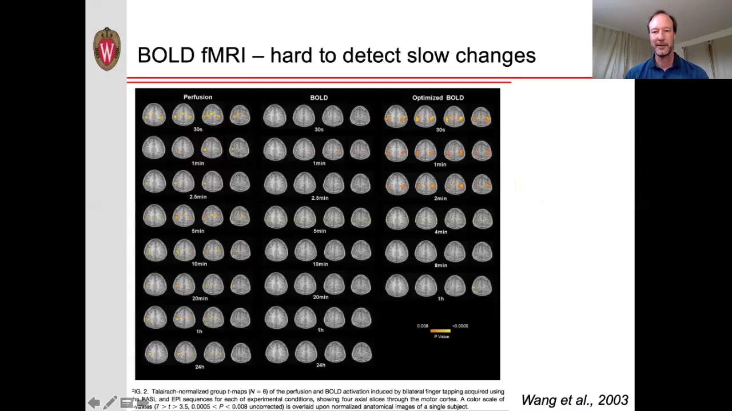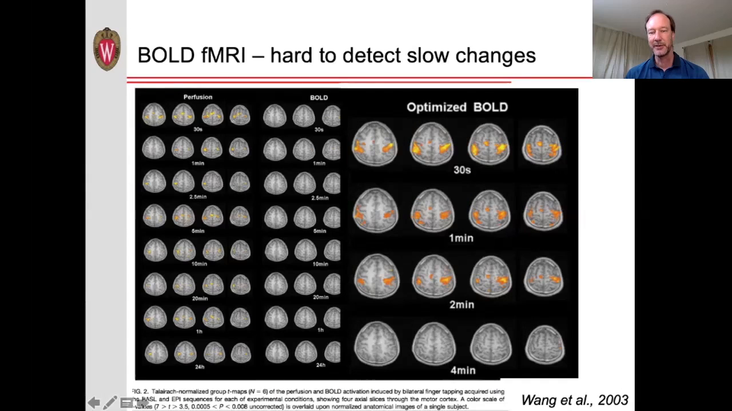Finally, another important feature about the temporal dynamics to keep in mind is related to how slow the signal changes we can detect are. With BOLD fMRI, it's very difficult to detect very slow changes. In this particular study, they were comparing perfusion imaging to BOLD imaging. Let me draw your attention in particular to this optimized BOLD imaging column. So here you see the activation in alternating, in this case, 30-second periods of activation with 30-second periods of rest.